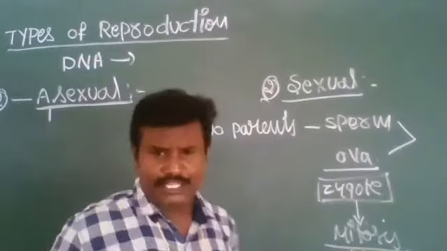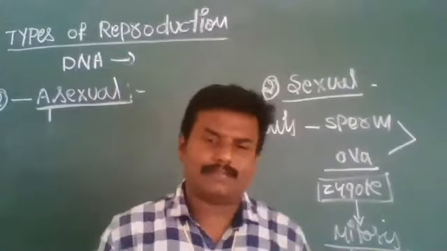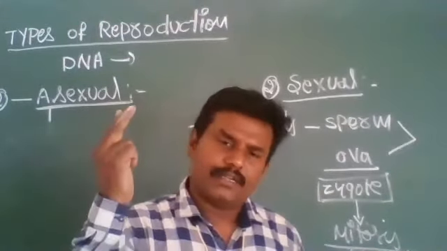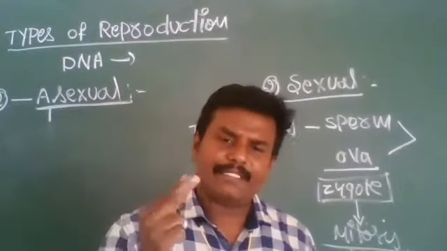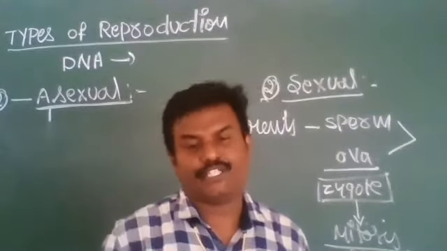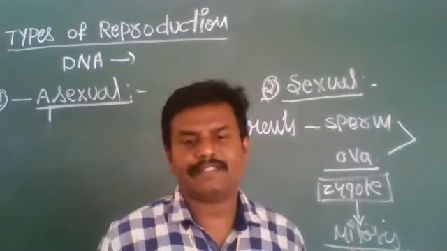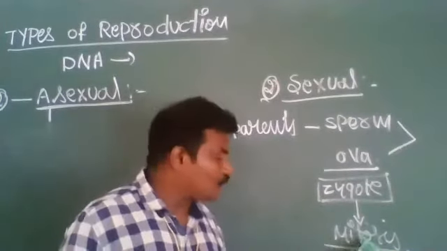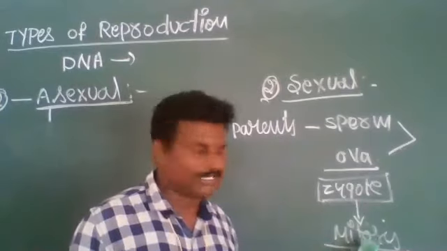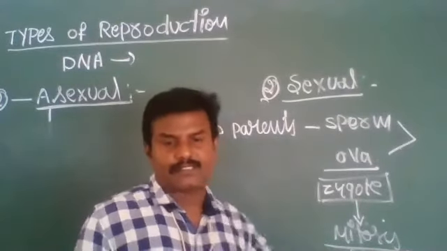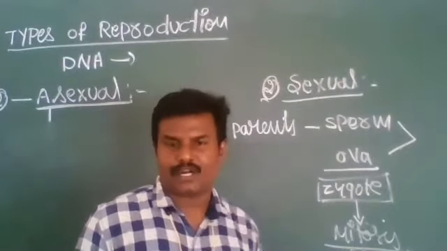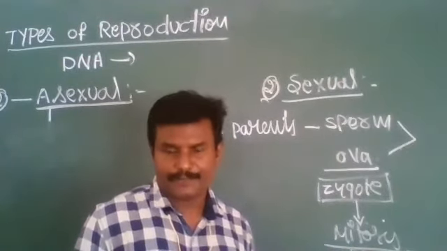In sexual reproduction, two parental organisms are involved, with the formation of gametes and fusion. As a result, a zygote is formed. The zygote undergoes mitotic divisions and produces individual organisms, or offspring.